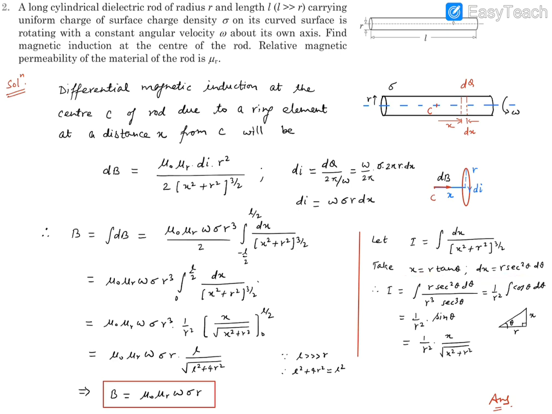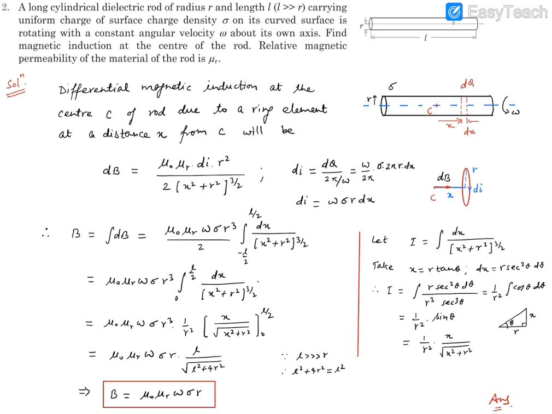Then dx is r sec square theta. Putting the dx and x values, the numerator is sec square theta, and in the denominator r cube comes outside, and 1 plus tan square theta becomes sec square theta, raised to power 3 by 2, giving sec cube theta. Basically it turns out to be 1 by r square times the integral of cos theta d theta, which is sin theta. Since tan theta is x by r, the triangle has x as perpendicular and r as base, so sin theta is the perpendicular divided by the hypotenuse, which is x divided by under root r square plus x square.